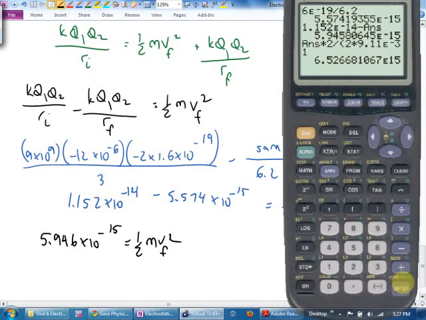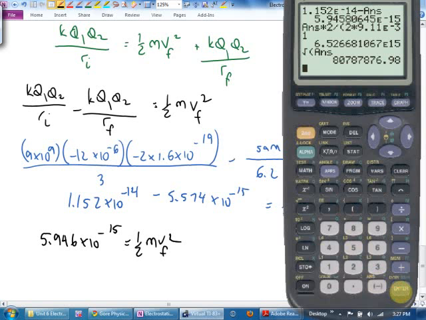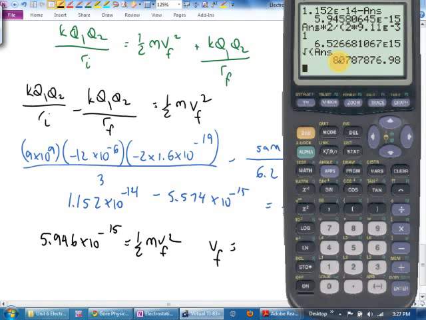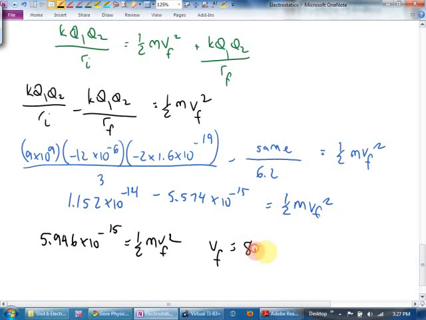And happy I am that this is going to be less than the speed of light. V final ends up being 8.08 times 10 to the 7th meters per second. Okay so far?